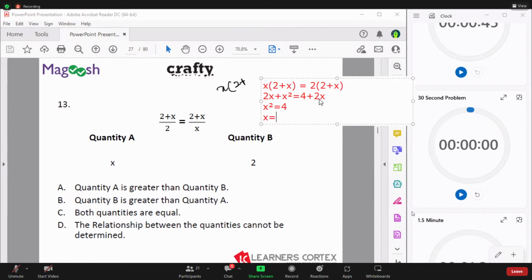Since there are two different values possible for x, and on quantity b there is only one thing given, which is 2, it cannot be determined which of these values it would be. It can be both possibilities. At one time a would be greater, and at the other time a would be the same. So we cannot determine the relation between the two values.